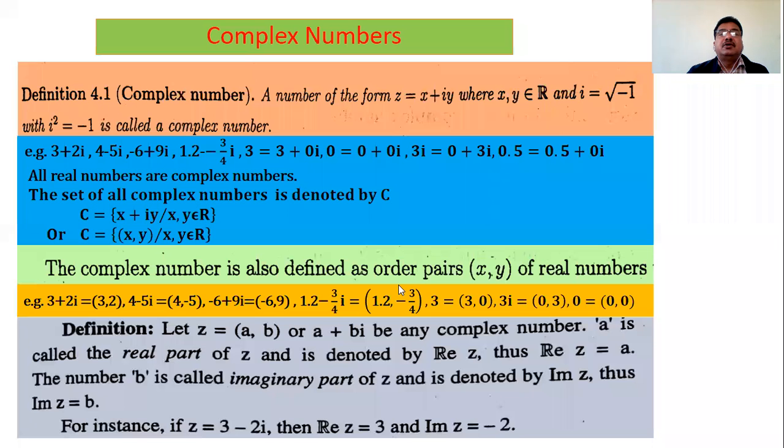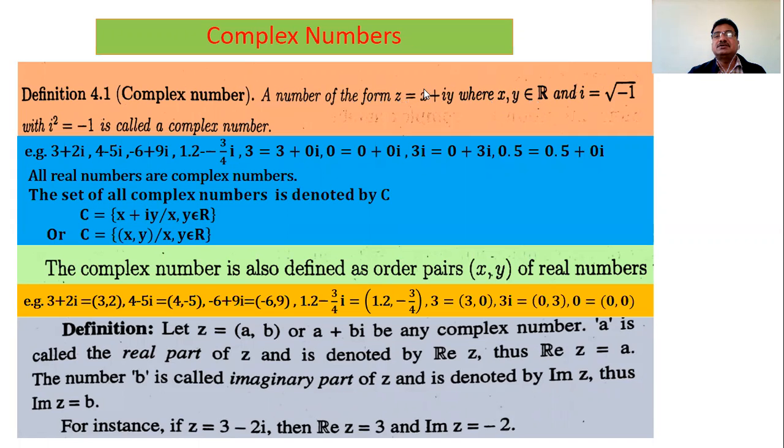Next chapter of the paper is complex numbers. The definition of a complex number: a number of the form z equals x plus iy, where z is the notation for the complex number. What are x and y? X and y are real numbers.